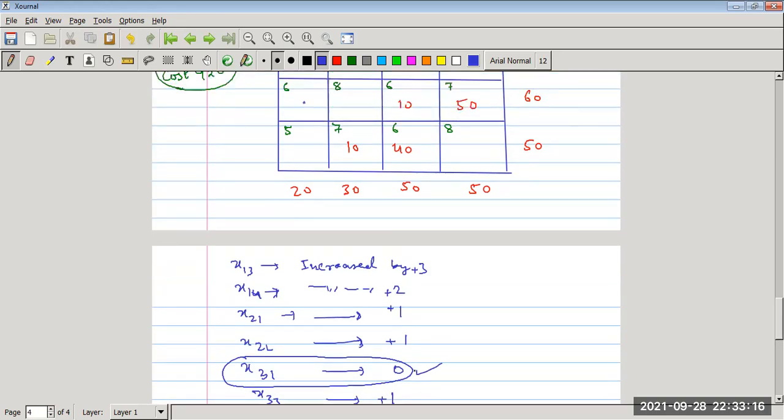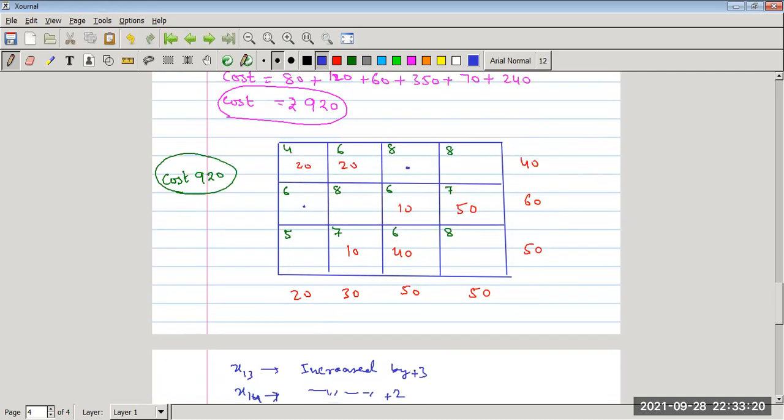If we choose X31, this is the non-allocation point. If we put theta items at this point, we have to subtract theta items here, because this forms a loop. So we have to add theta items there, and subtract theta items here. So what is the maximum value of theta? Is it 20 or is it 10?